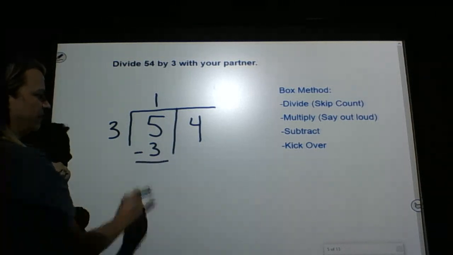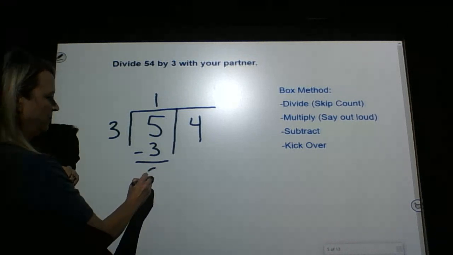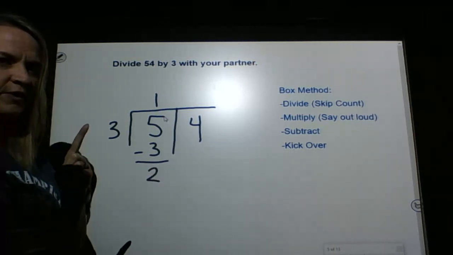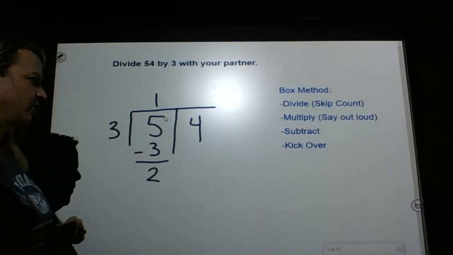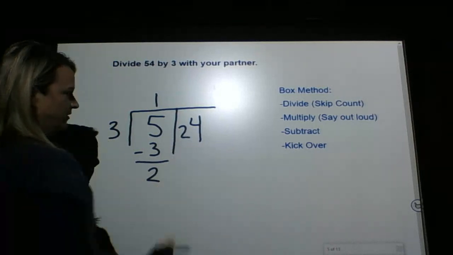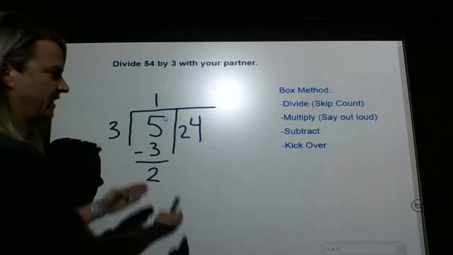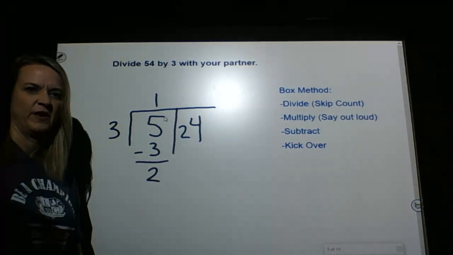We're going to subtract 5 minus 3. What is that? 2. Now, here's the only difference between what your parents were probably taught and what we're teaching you. It says kick over because we're going to kick that all the way over here. The 2 goes over here instead of bring down. The reason that's nice is that it keeps our problem nice and orderly and it's easy to follow.